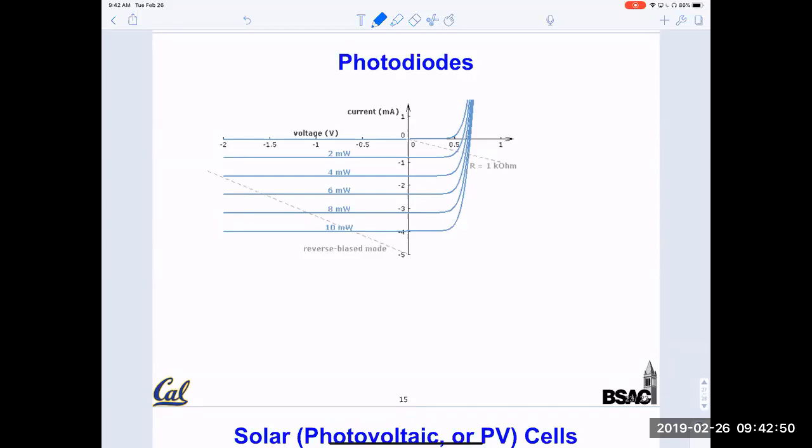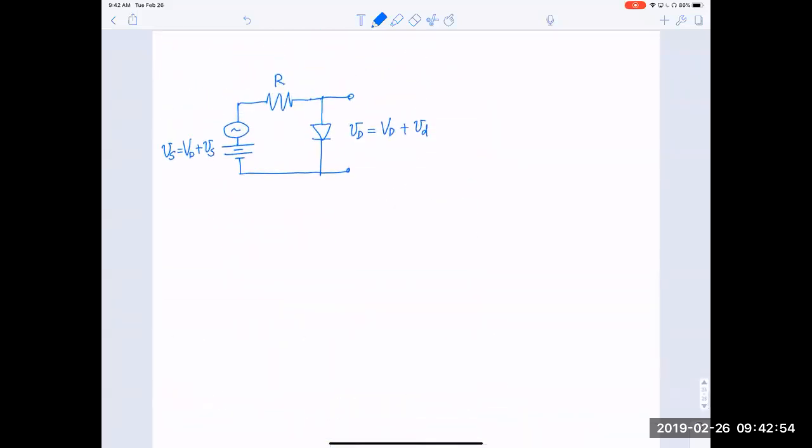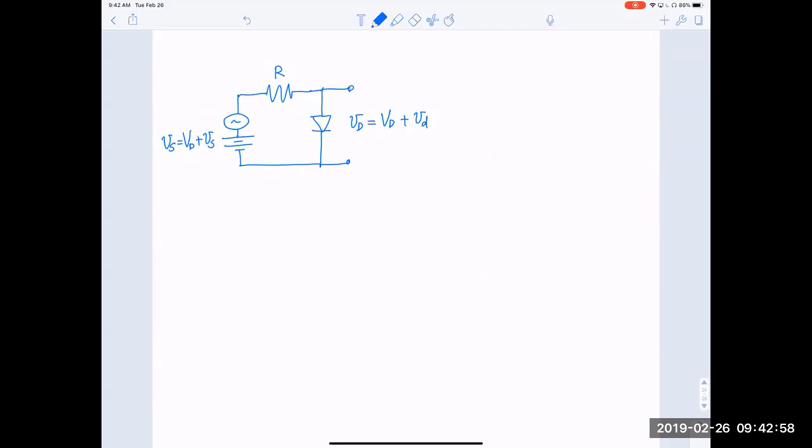Okay, so I'll finish the diode discussion, the small signal model. Let me fix this. Okay. All right. So, small signal model.